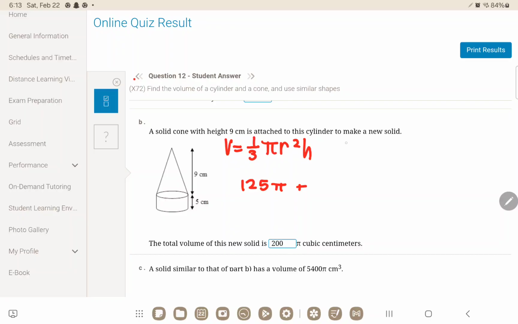I said third, but I wrote second. Anyways, it's 1/3 of pi, 5 squared, because we got the 5 in the last question. It has the same radius as this. And height is 9. So 1/3 times 5 squared times 9 is 75 pi. 125 pi plus 75 pi is 200 pi.